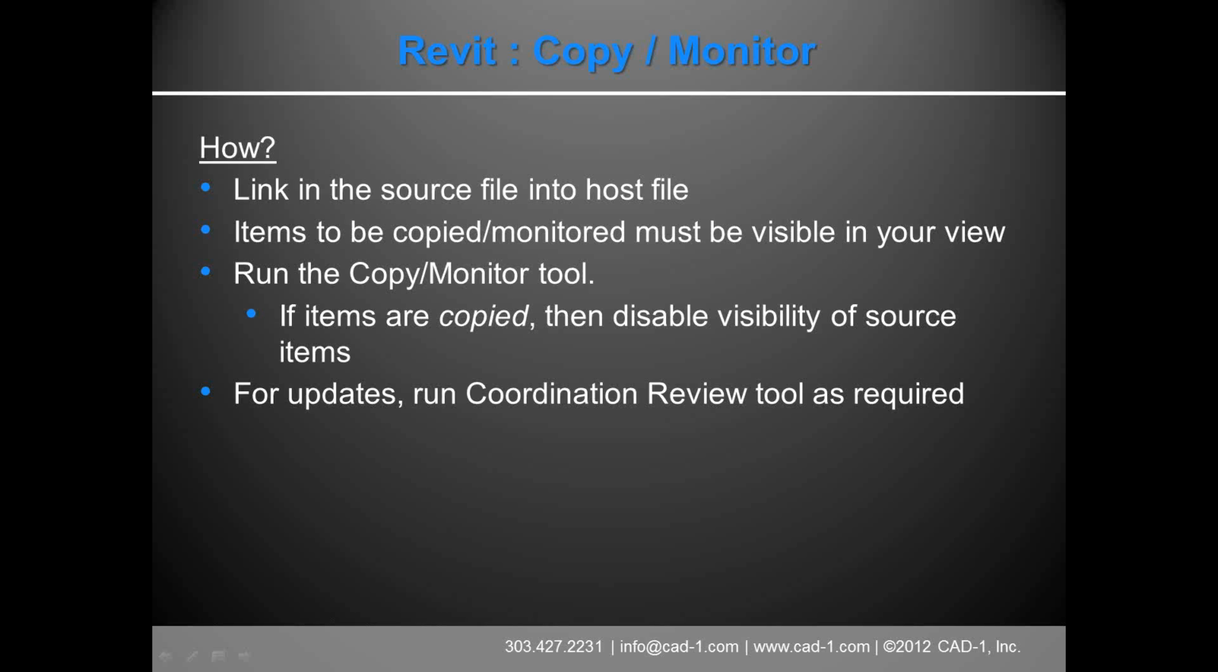If the items are copied or even monitored, then you'll have duplicates. You'll have the same column grid lines in the architect's file, for example, that you have linked into yours, as well as having grids in your file. So you probably want to disable the visibility of the source item so that you don't have redundancy, you don't have overlapping ones. And then when it's all said and done, when you get an updated background file, an updated file where you're monitoring something, there's a coordination tool that you can run to review things as required.